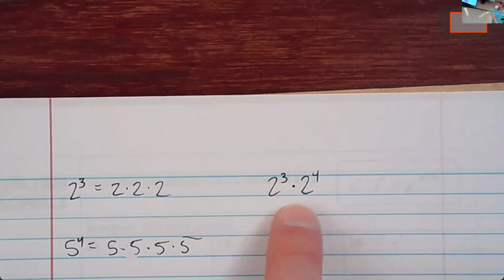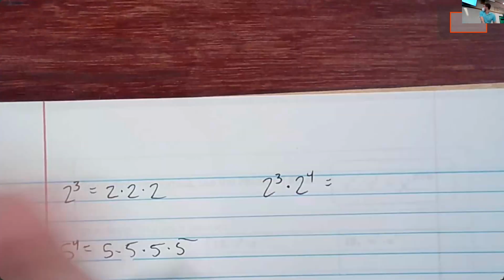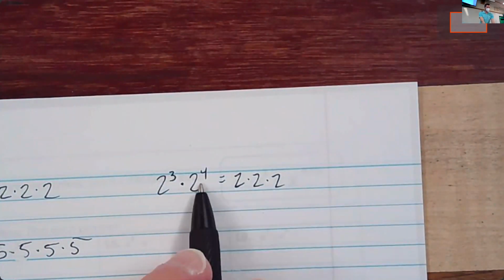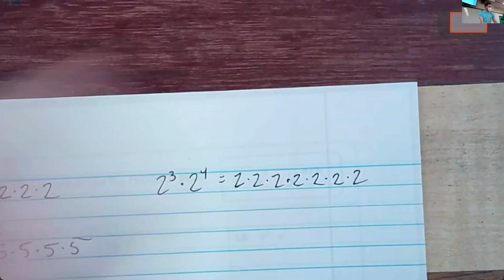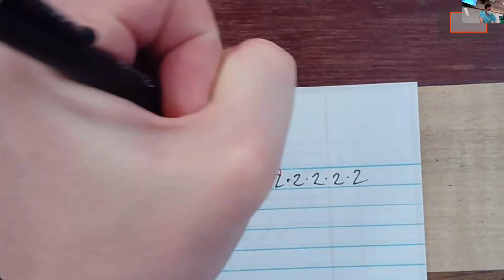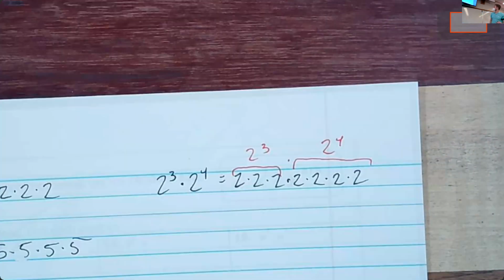So if we have something like 2 to the third power times 2 to the fourth power, we know that 2 to the third power is 2 times 2 times 2. I'm just going to write equals here. We've got 2 times 2 times 2, and it's all connected by multiplication. So if we multiply by 2 to the fourth power, that's another 4 2's after that. So here's 1, 2, 3, 4. These first 3 here would be 2 to the third times, and then the 4 after that would be 2 to the fourth.